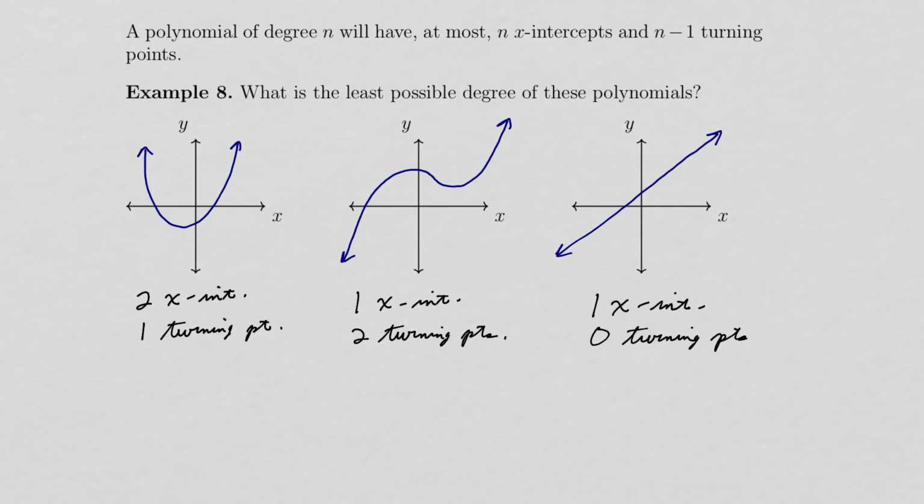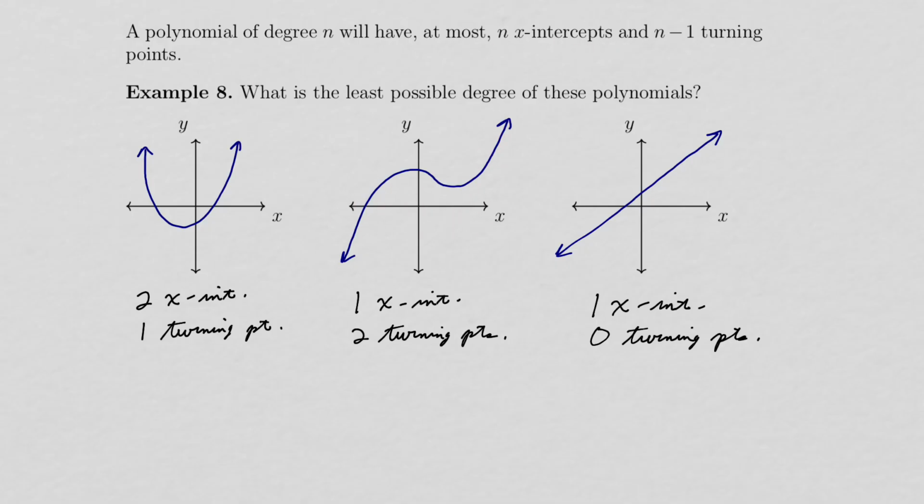All right, so the question is, how do I come up with the least possible degree? How do I figure out the degree of these polynomials? Well, it turns out the x-intercepts don't really help us that much, and I'll explain why. You could have one, but if this polynomial were shifted down a little bit, it could actually have three, right? So it doesn't really help us. It's going to be the turning points.